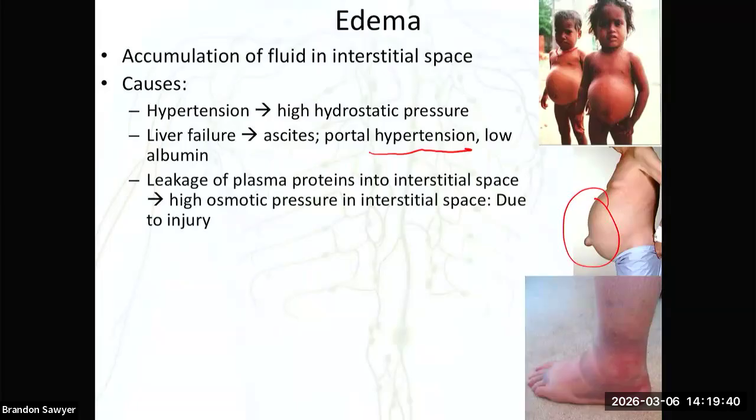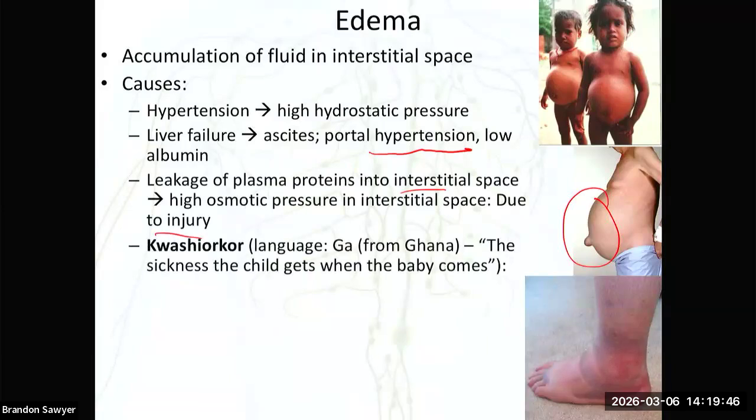Okay, we may have leakage of plasma proteins into the interstitial space due to injury, right? This is kind of what we were just talking about with the ankle sprain. Okay, kwashiorkor. Kwashiorkor is from the language used in Ghana, which is Ga, and it's translated as the sickness the child gets when the baby comes.